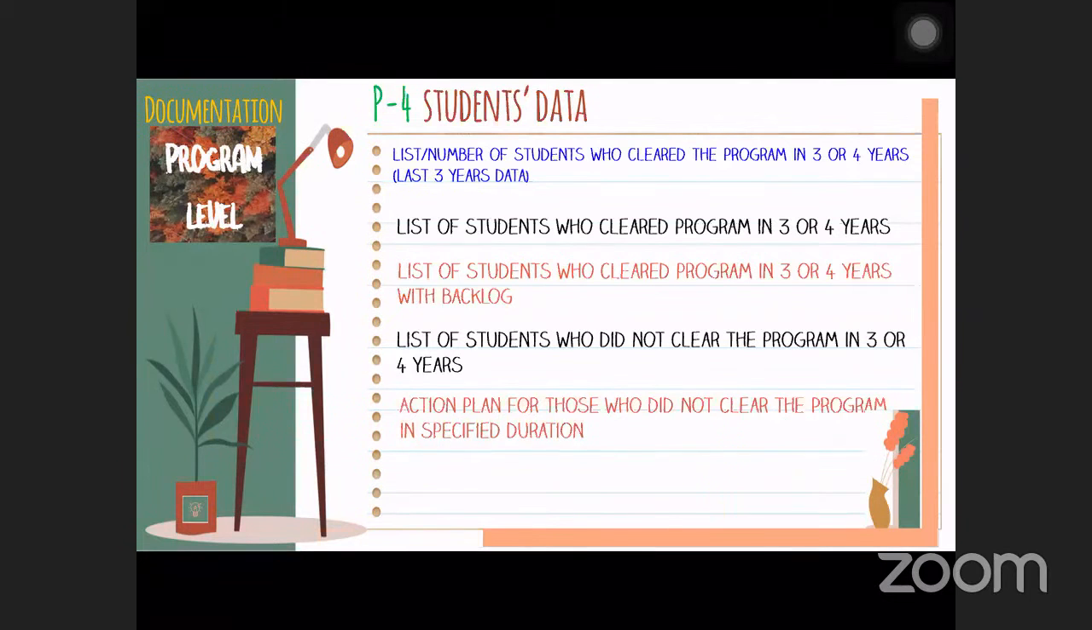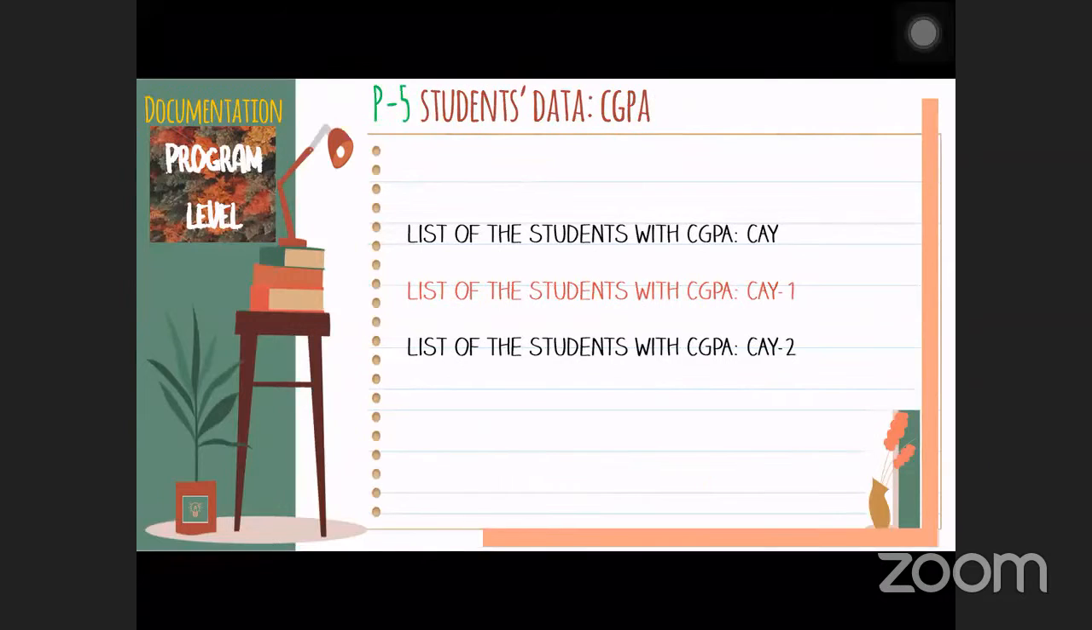So the next file is again students related data, but this time it is CGPA, cumulative grade point average. So a list of all the students with their CGPA for the current academic year, then current academic year -1 and current academic year -2. So this is merely the CGPA report of all the students in the program for the last 3 years.